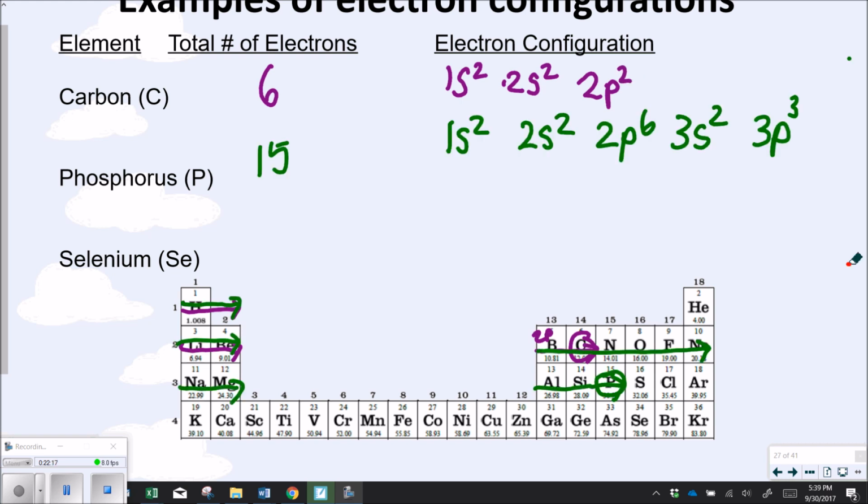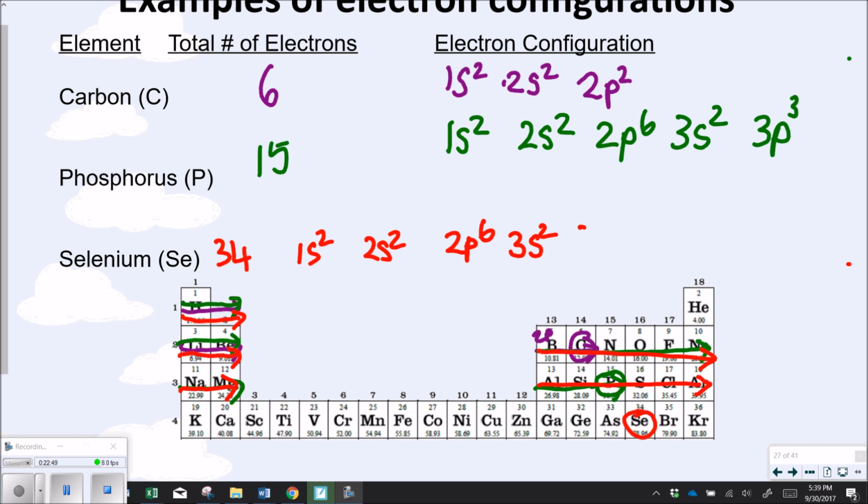Now let's do selenium. It's over here at number 34. Again, we read like a book. 1s2, 2s2, I continue, 2p6, 3s2, 3p6, 4s2, and then I get to d. Remember, d starts at 3, which is 4 minus 1. So 3d all the way to 3d10.